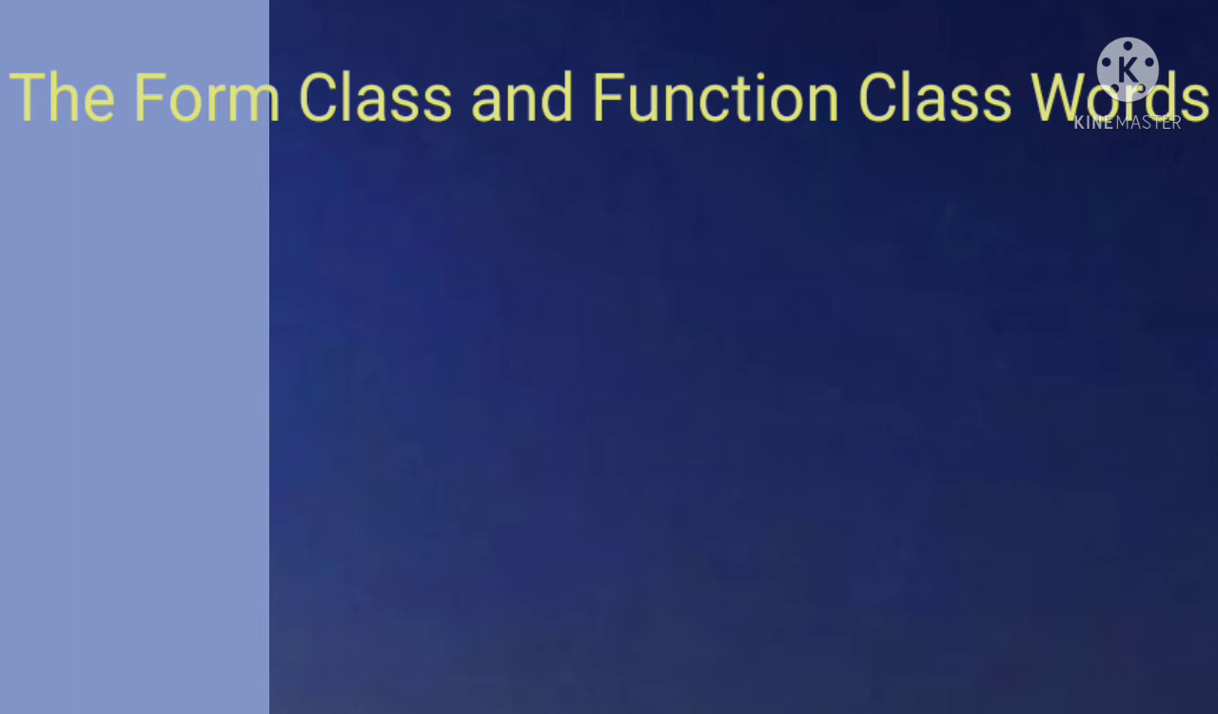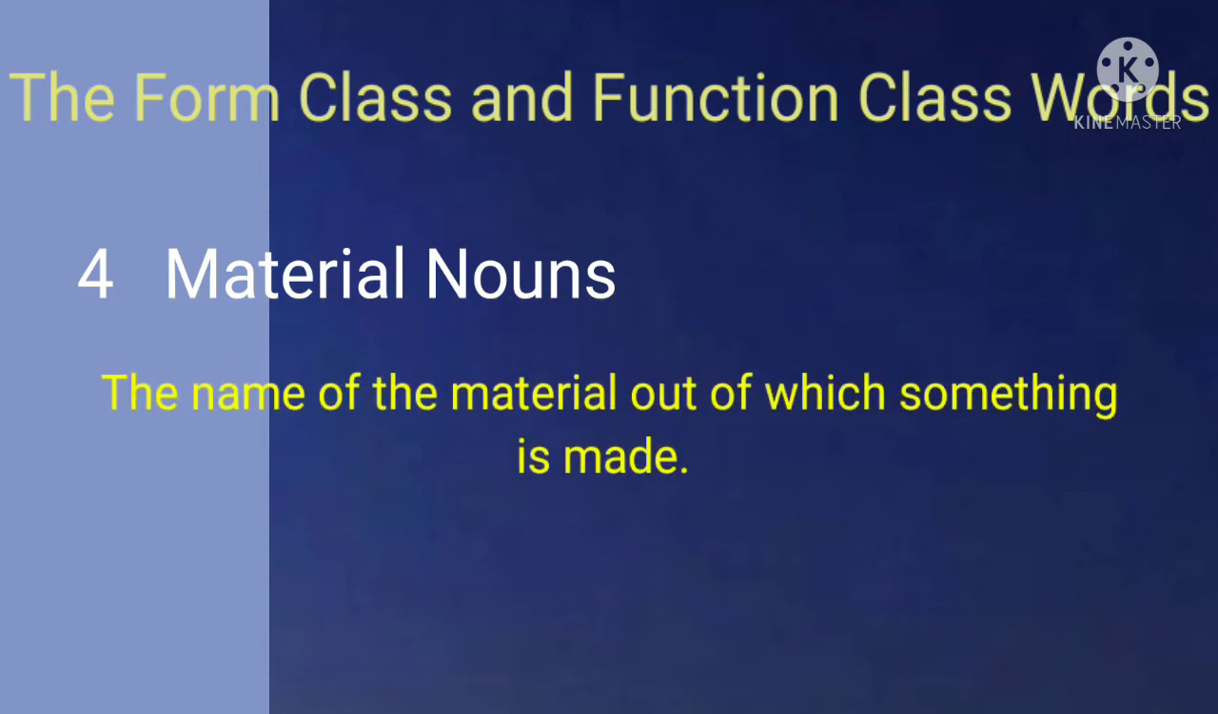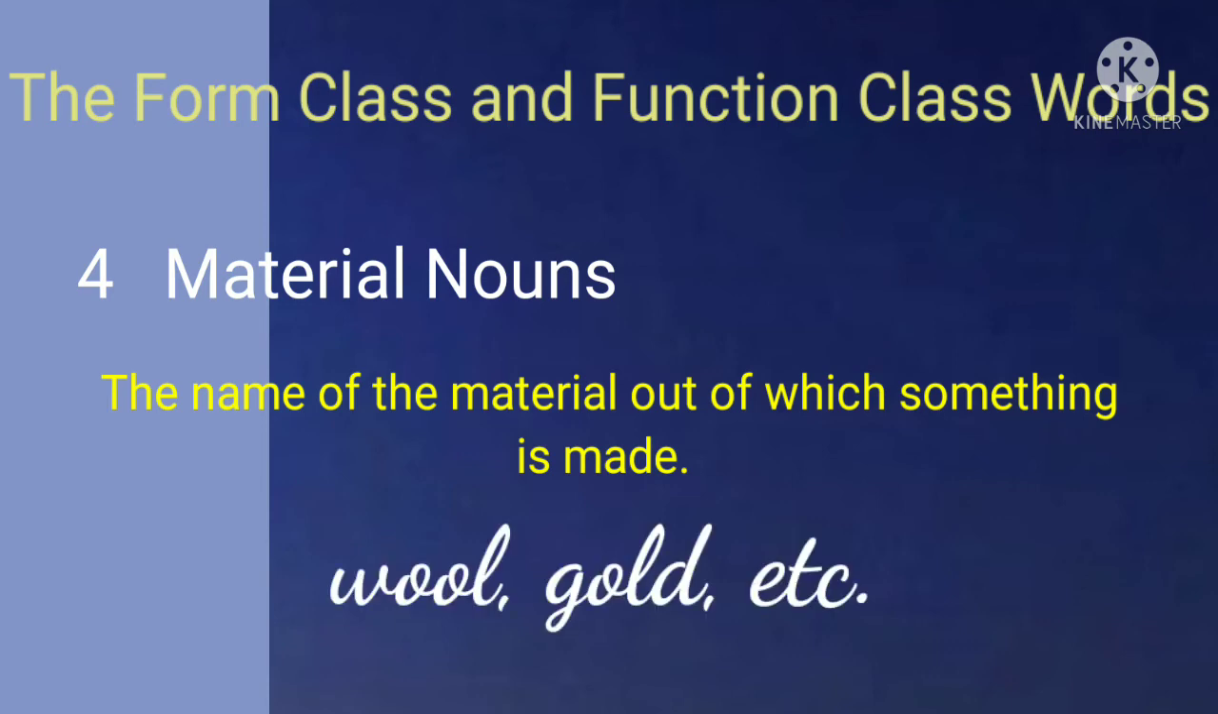Then material nouns, the name of the material out of which something is made. For example, you can say it is made of wood. Wood is a material noun. The ornament is made of gold. Here, gold is a material noun.